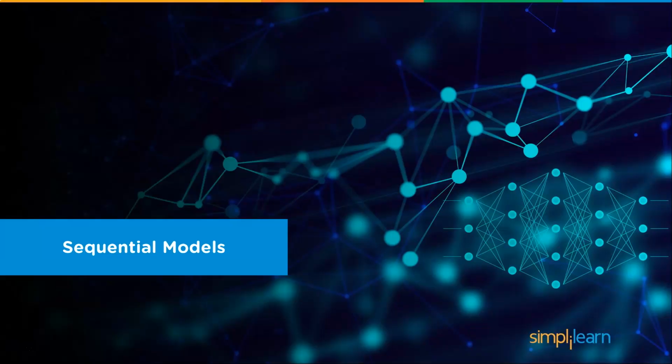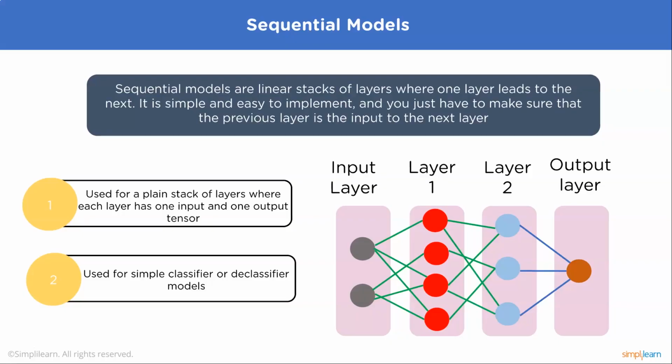So sequential models. What makes this a sequential model? Sequential models are linear stacks of layers where one layer leads to the next. It is simple and easy to implement, and you just have to make sure that the previous layer is the input to the next layer. It is used for a plain stack of layers where each layer has one input and one output tensor. And this is what TensorFlow is named after: each node is a tensor, and the layer is also considered a tensor of values.